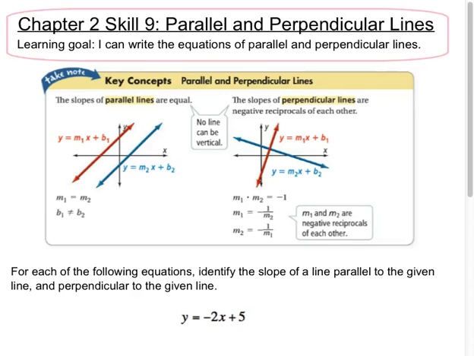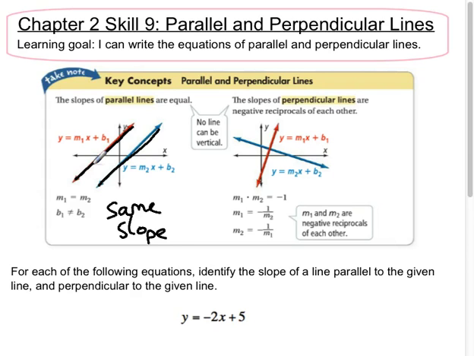Welcome back. In continuing our conversation about writing equations of lines, the last thing we're going to discuss is talking about parallel and perpendicular lines. So remember, parallel means that the lines run right alongside each other, but never touching. And so what that means is your slopes are the same. Okay, so here you have same slopes.